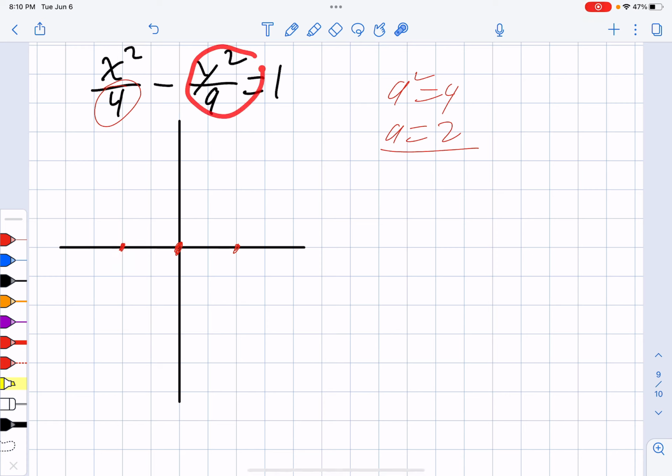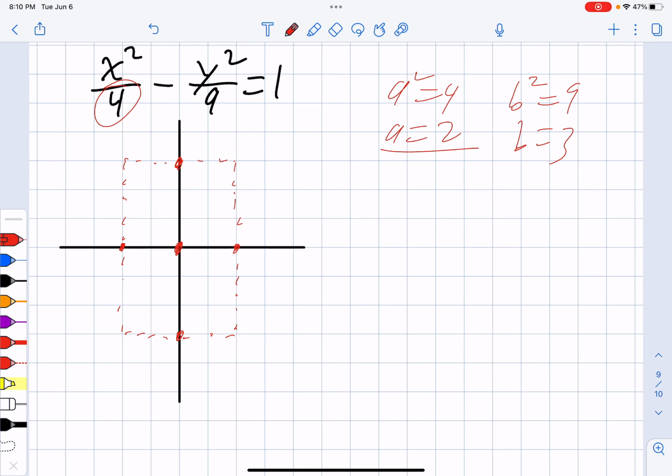The vertical: b squared is 9, so b is 3. So we're going to go up 3 and down 3. And then I'm going to go ahead and make my handy little box to sketch in, kind of outline my graph.